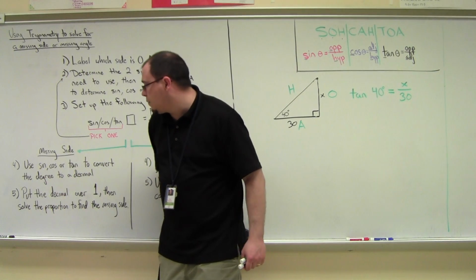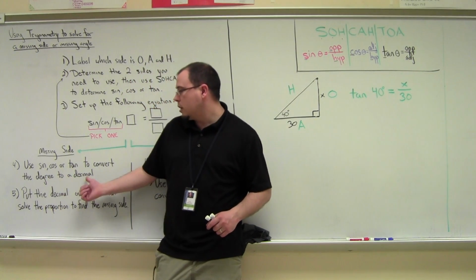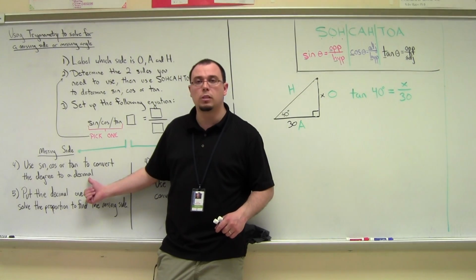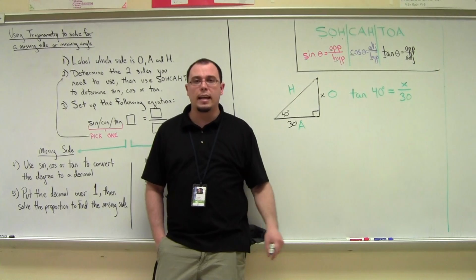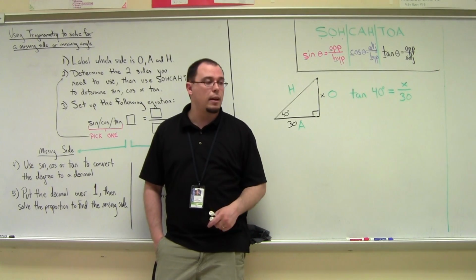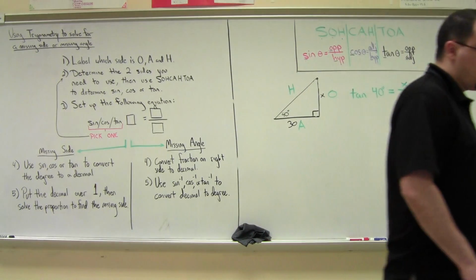Step 4, step 5. So the next thing we're going to do is use sine, cosine, or tangent to convert the degree to a decimal. So there's our degree. We know we're using tangent. Try to do that now. I'm going to walk off screen and do it myself. I'll put up the answer in a minute.